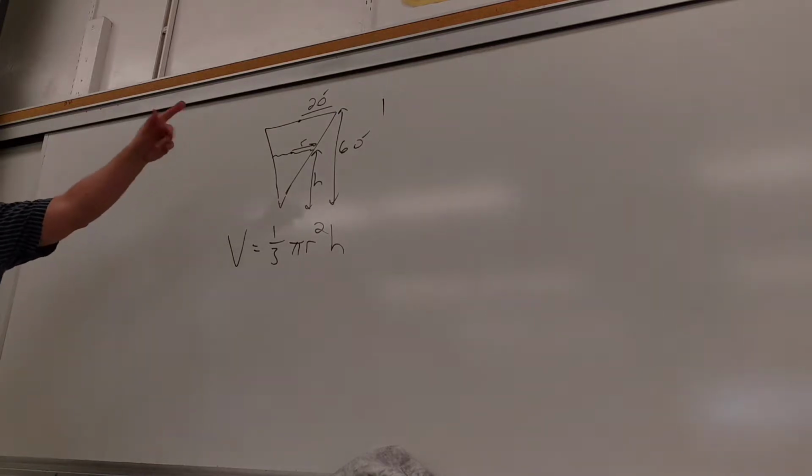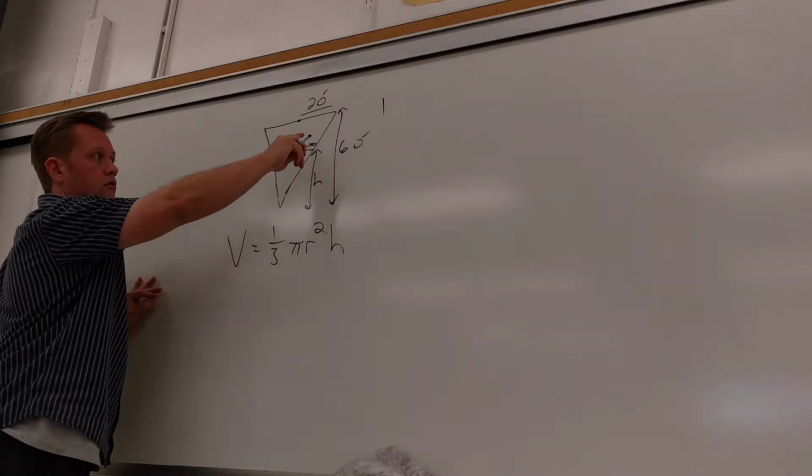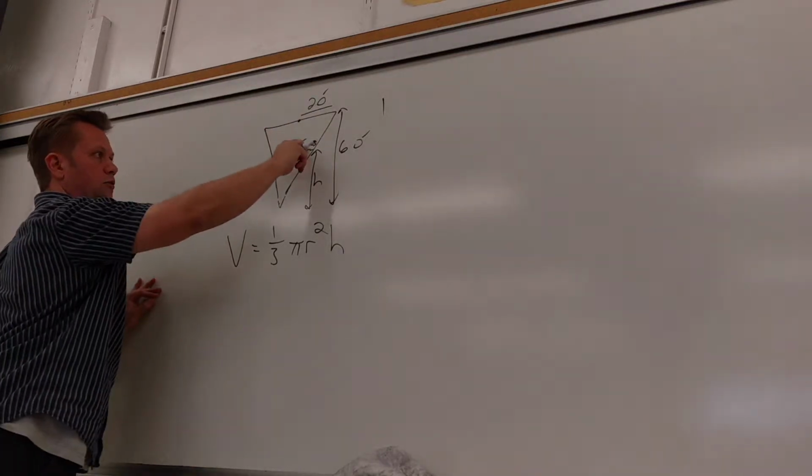So what's the relationship between R and H? How do you get there? What do you set up? What can you set up to get there? R over 20. So say again? R over 20. So R to 20, little piece to big piece.